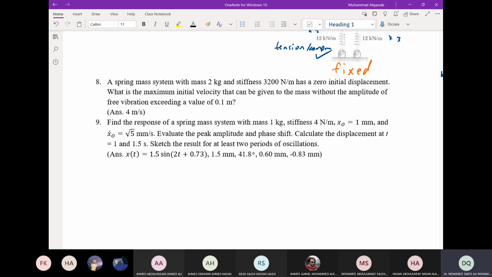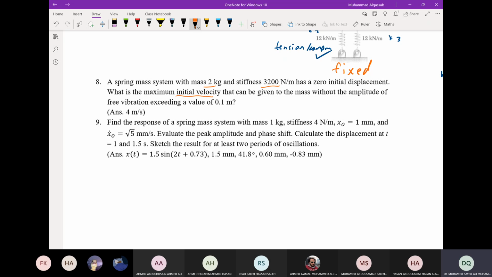Okay, so this is a spring with mass, so it is a spring mass system. We have zero initial displacement, so x at 0 is 0. Then the question is, what is the maximum initial velocity? We have a zero initial displacement, but the initial velocity is not 0. The question is to find the initial velocity so that the maximum amplitude will not exceed 0.1.